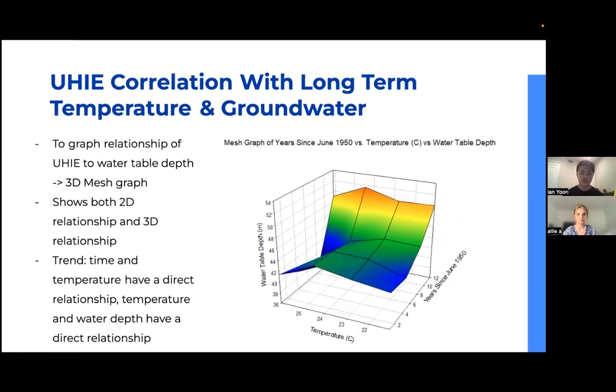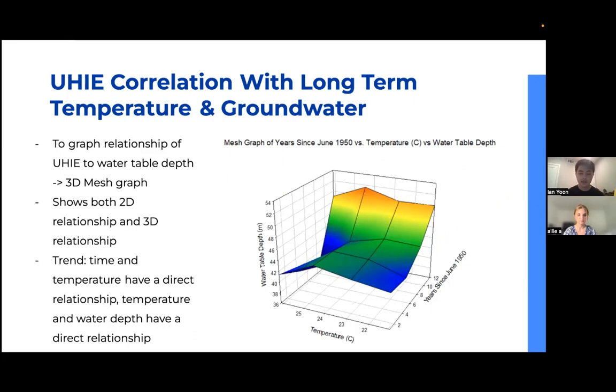Now, to put all of these variables together, we visualize the data in SigmaPlot using a 3D mesh graph. And in the 2D plane on the XY, we can see a relationship between time and temperature, which is positive. And then I took time and temperature versus water table depth, which also shows a positive trend as it goes up on the diagonal.